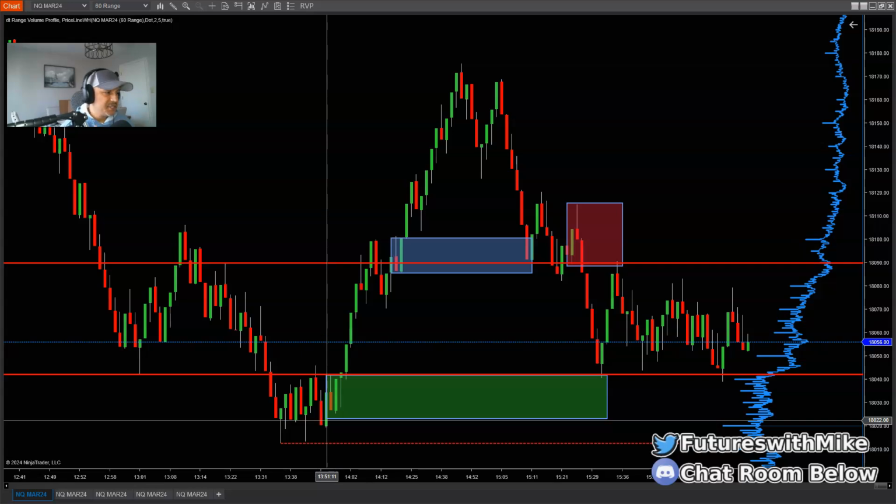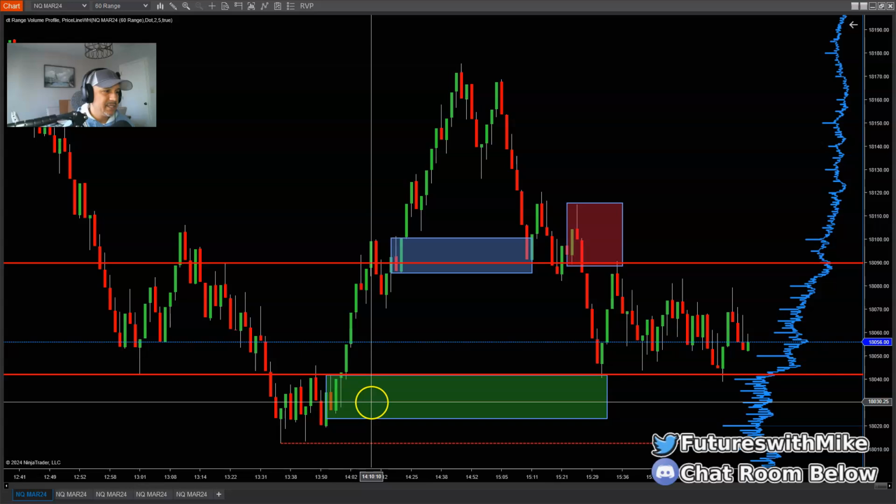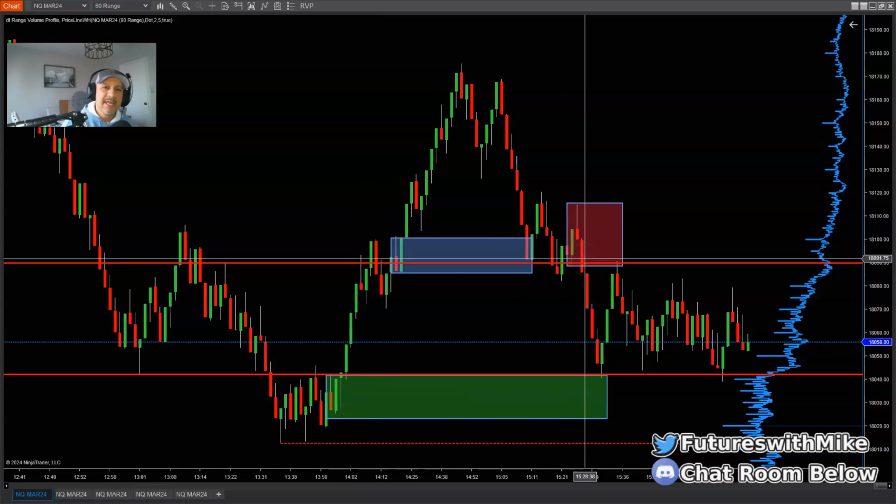So pay attention to these two areas that I have marked here on my higher base chart. One is a demand zone and one is a supply zone. And I talked about both of these over on the Discord community. I put it out there.